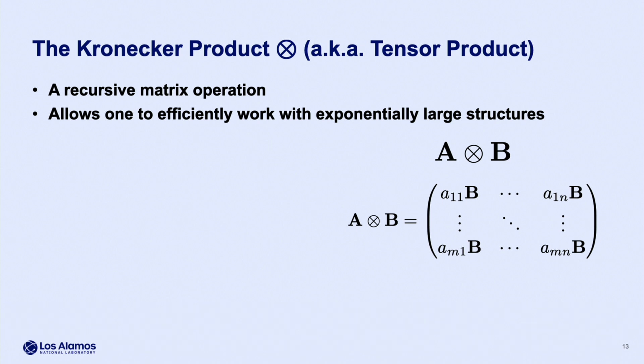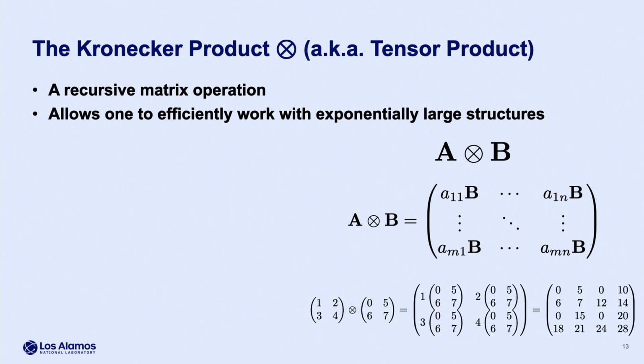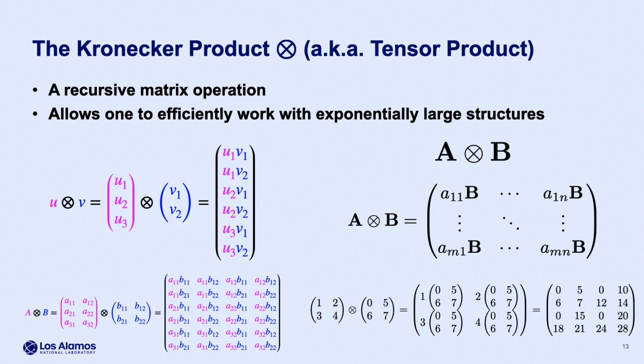So here's the definition. If you have a matrix A and a matrix B, for every entry of A, you insert the matrix B, and then you distribute the coefficient of A, and you get a bigger matrix. Here's one particular example where I have two 2x2 matrices, and you can see that I've replicated the second matrix 4 times and then multiplied through the coefficient, and I get a 4x4 matrix. This works for vectors too. So here's an example of doing a Kronecker product on vectors and then the Kronecker product on matrices.